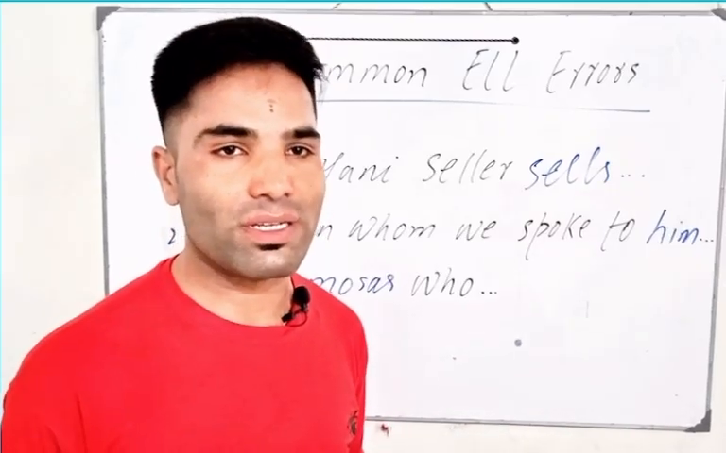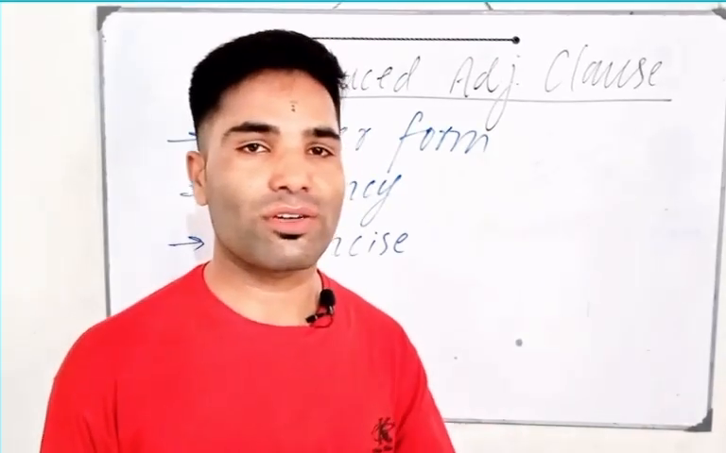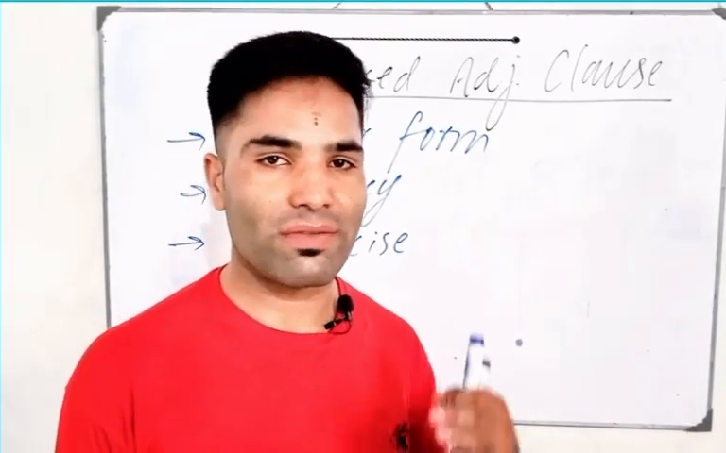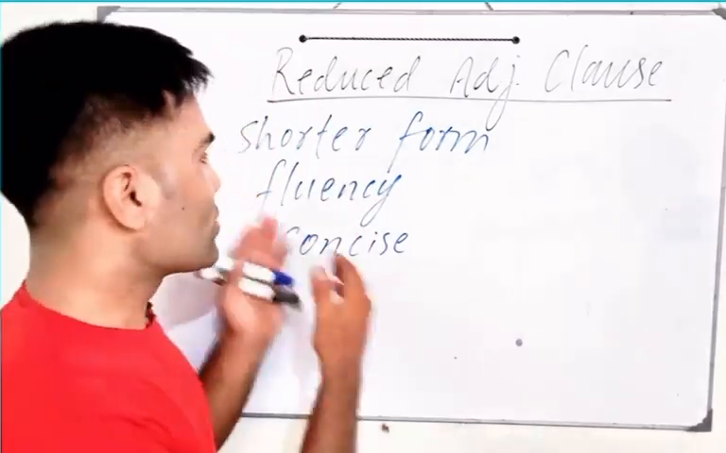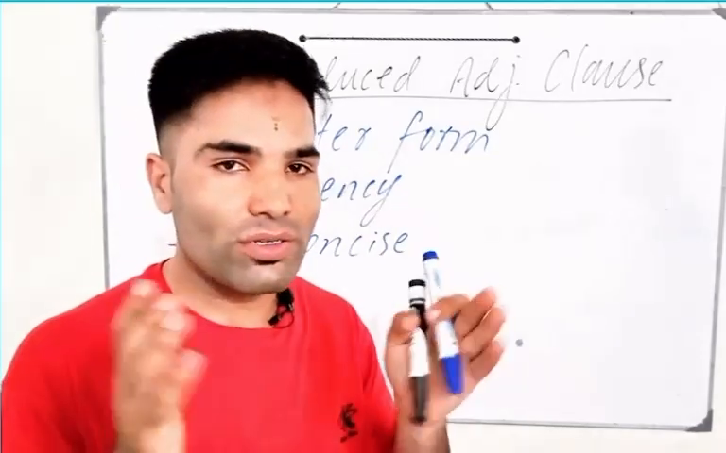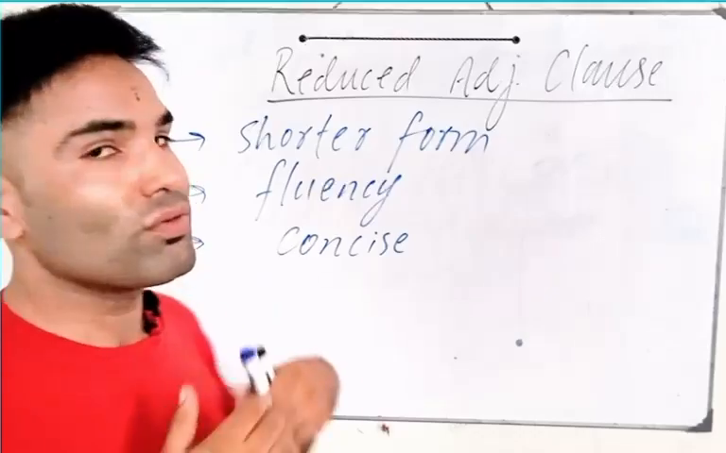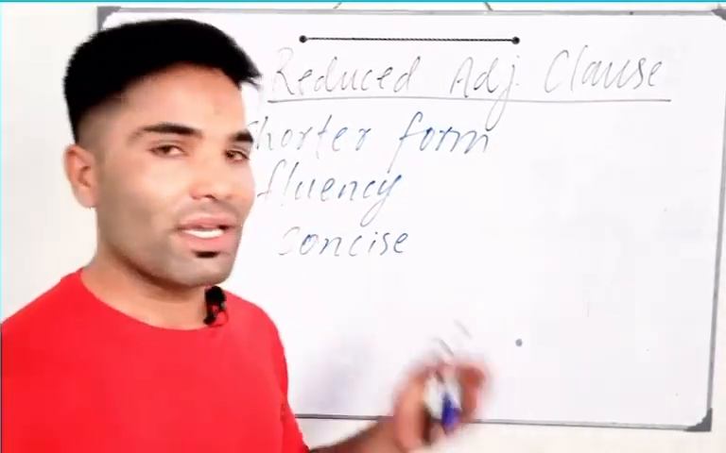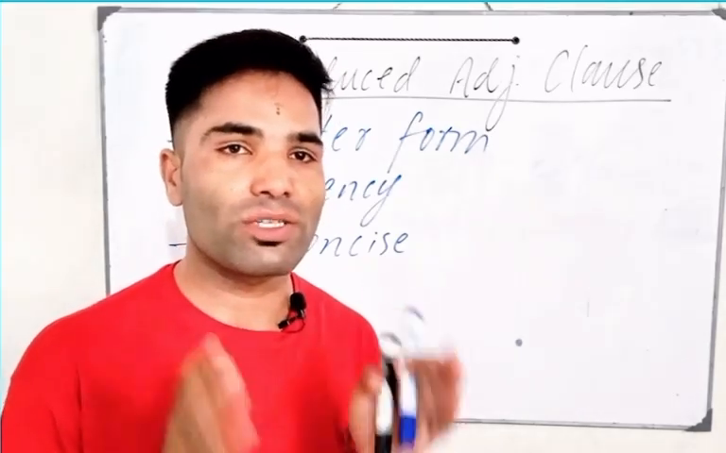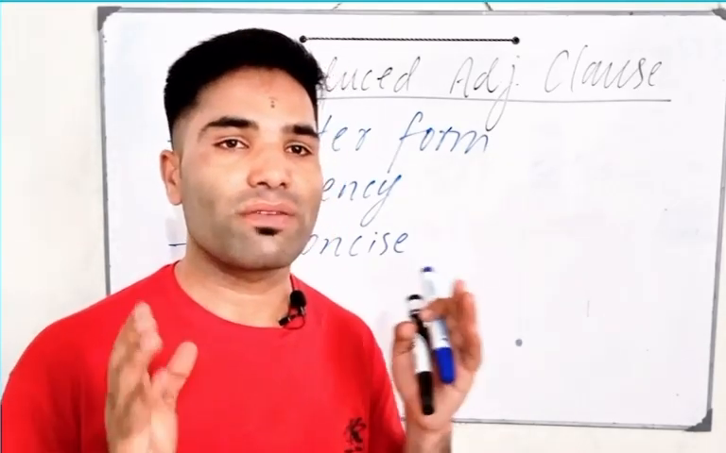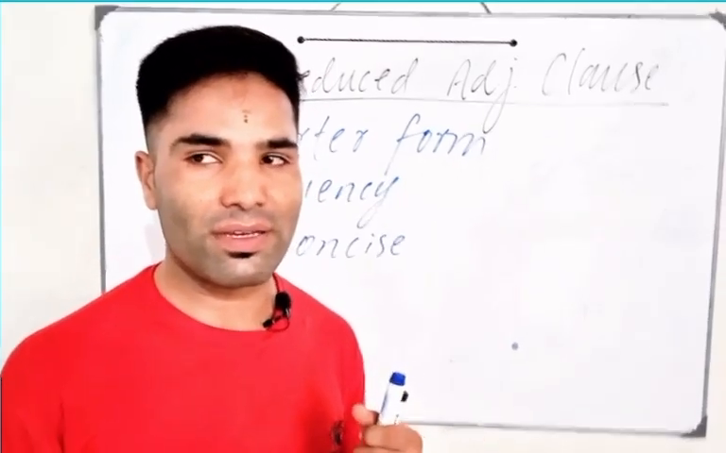Now let's look at the next topic. Let's look at the reduced adjective clause, like how an adjective clause could be reduced. Why do we use a reduced adjective clause if there is an adjective clause itself? We use it to shorten the form of an adjective clause, which is very long in itself, secondly to improve our fluency, and thirdly to make our conversation concise, to speak to the point and more briefly. That's the point.